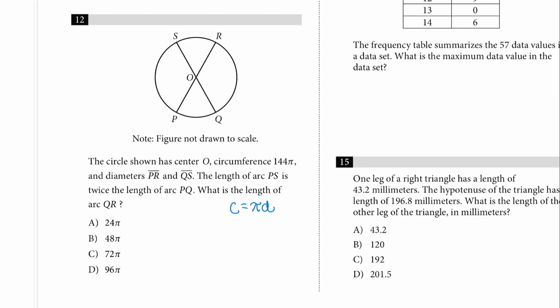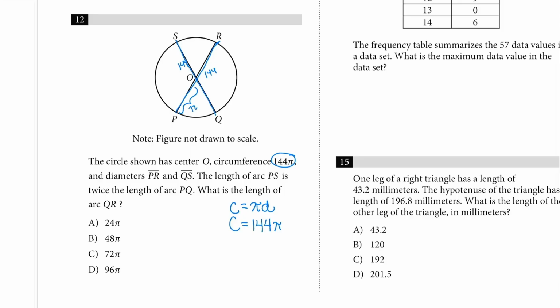Circumference is pi times diameter, which means that our diameter has to be 144, since it was given to us in the equation that the circumference was 144 pi. That means that PR and QS are going to be 144 each. That also means that half of that length is going to be 72.